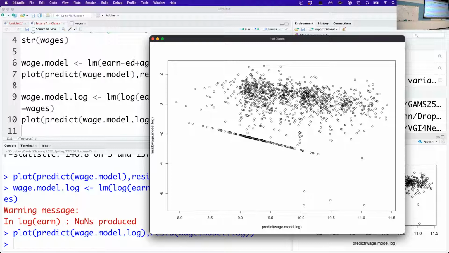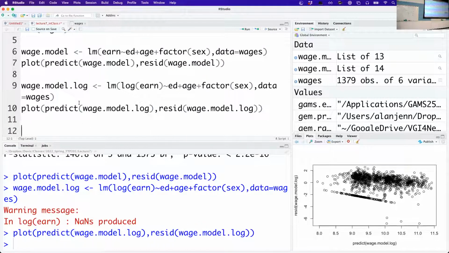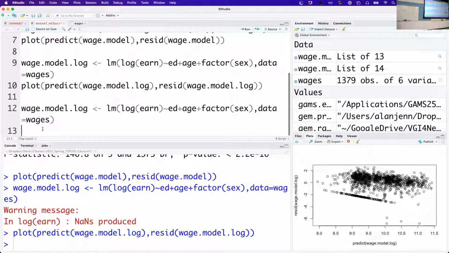So one thing we can do if we want to just focus on the rest of the cluster is to filter out those data points, which is what I'll do here. In the data, I will look at only wages where the earnings are more than 1,500.